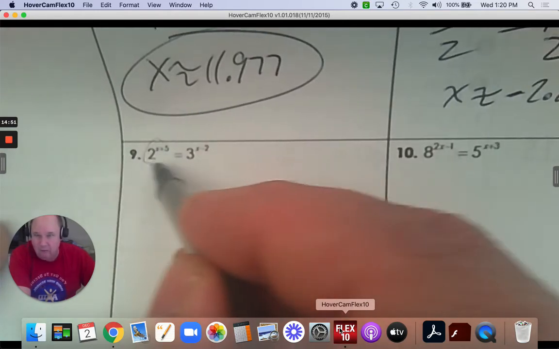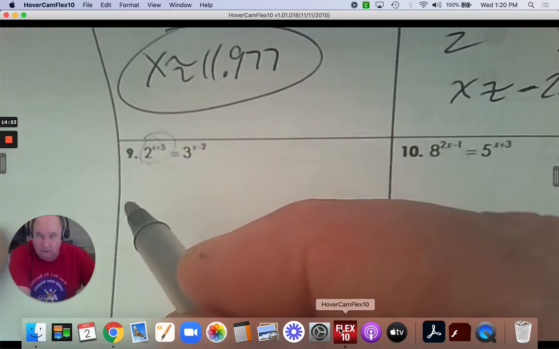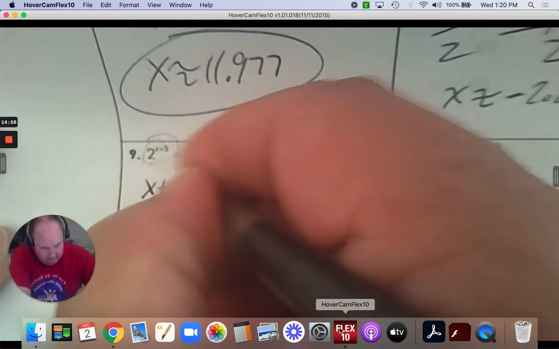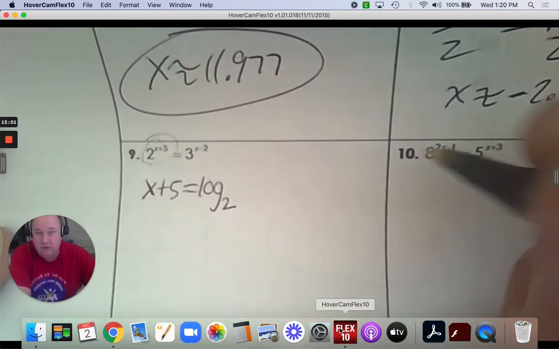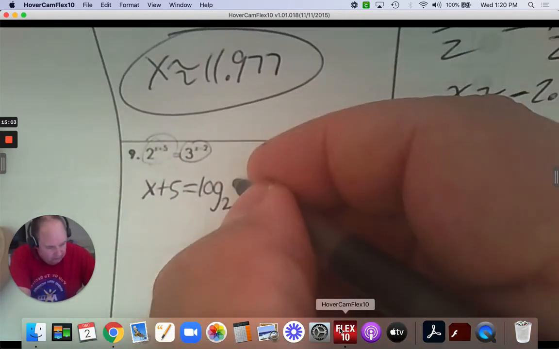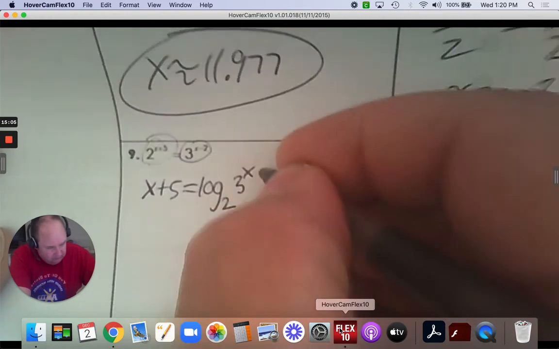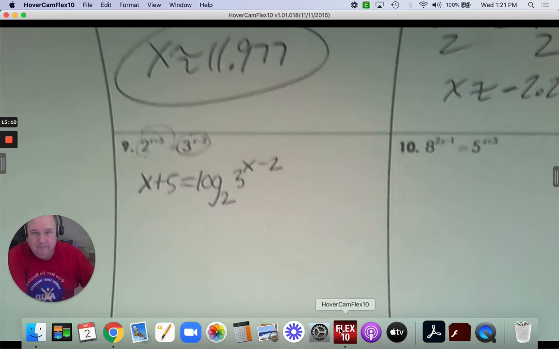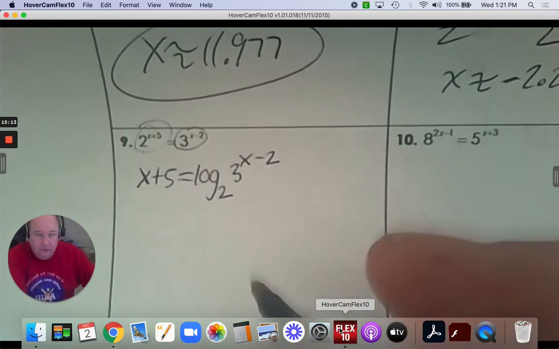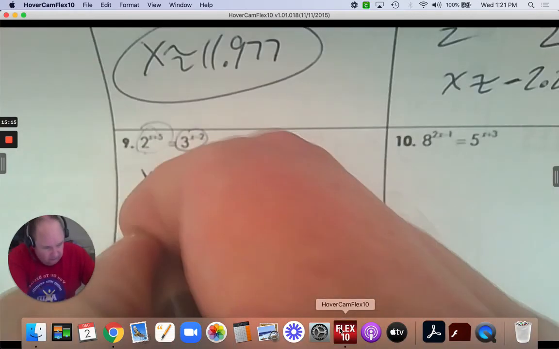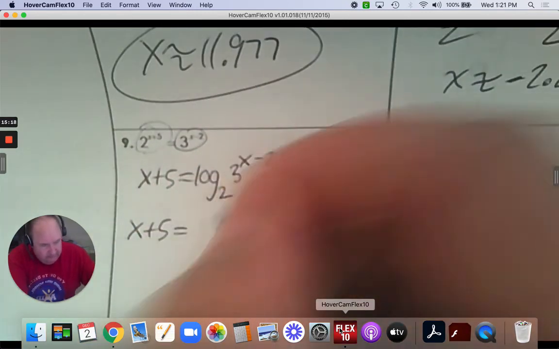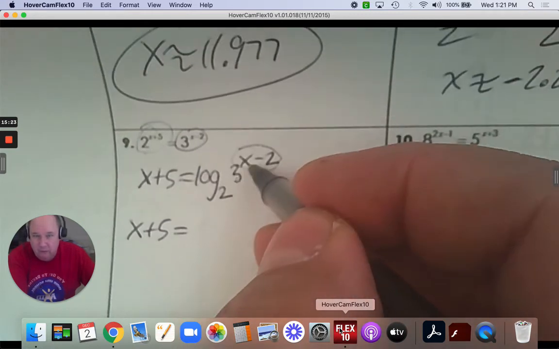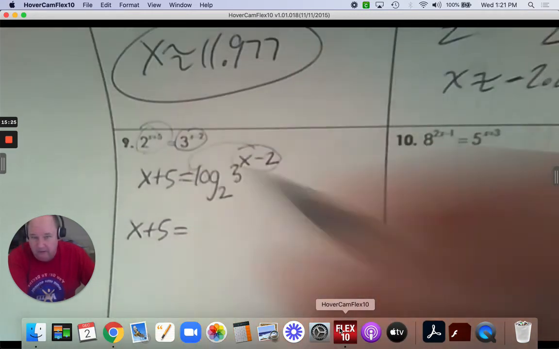So I'm going to take what's on the left and use it to write a logarithm. So we have the exponent x plus 5. We have the base, which is 2, and then what goes inside the logarithm is 3 to the exponent x minus 2. Next, we're going to use some properties because our goal is to isolate the x. So we have x plus 5, and then the property we're going to use is if we have an exponent raised to another exponent, you multiply the exponents together.